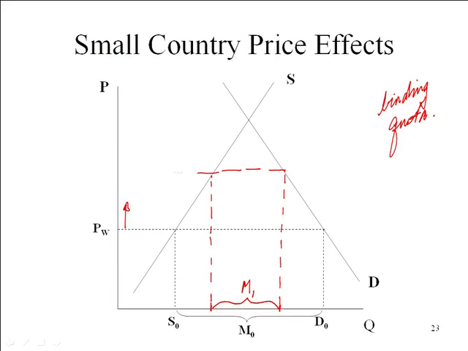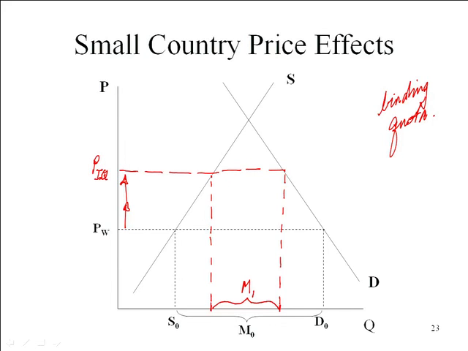Now again, notice that a specific tariff of the value PIQ minus PW would also reduce imports from M0 to M1. So we can accomplish the same thing in terms of imports with either an import quota or a tariff. There will be some important differences, but we can accomplish the same thing in either case. Okay. So now we want to think about the welfare effects.